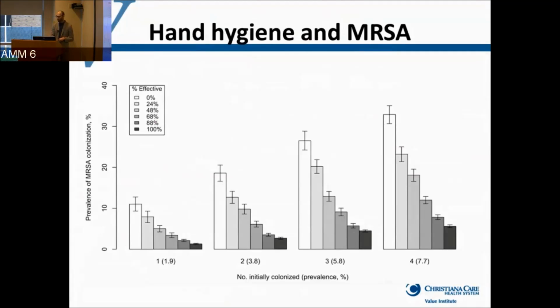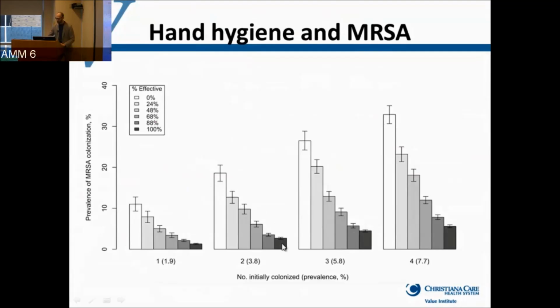Along the bottom there, you have the number of initially colonized babies. At one extreme we had 1, at the other extreme we had 4. What's the 1.9, 3.8? That's the prevalence proportion. This is 1 colonized baby, so that's about 2% of the unit, in this average NICU of 52 babies. And likewise, if you had 4 colonized babies, that's roughly 8% of the unit colonized with MRSA at that time.